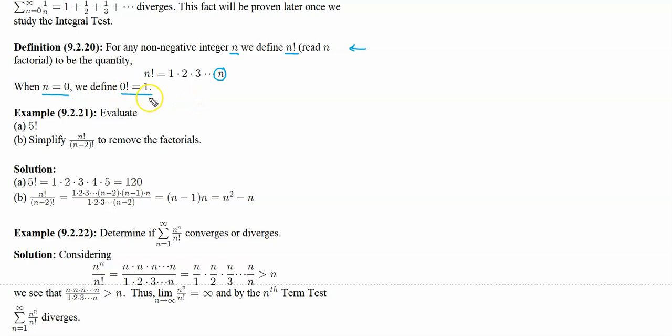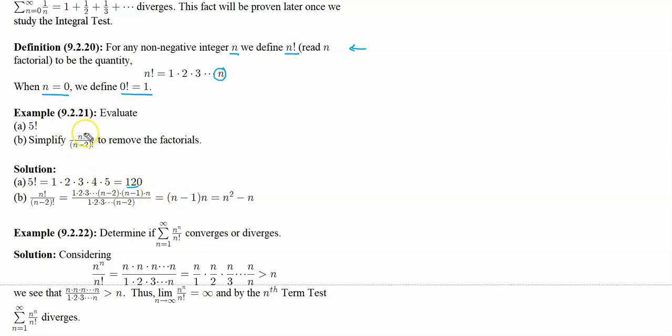That may seem a little counterintuitive. You would probably guess that 0 factorial should be 0, but no, we define 0 factorial to be 1, and there's good reason for that. If you study higher level mathematics, this makes the factorial a little more consistent. For example, what would 5 factorial equal? Well, 5 factorial is just going to be 1 times 2 times 3 times 4 times 5, or 120. That's all you have to do.